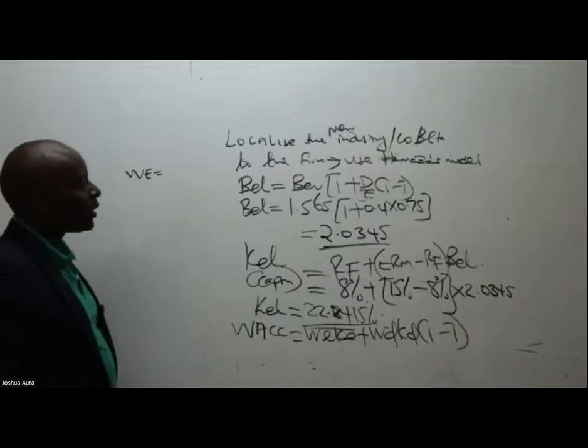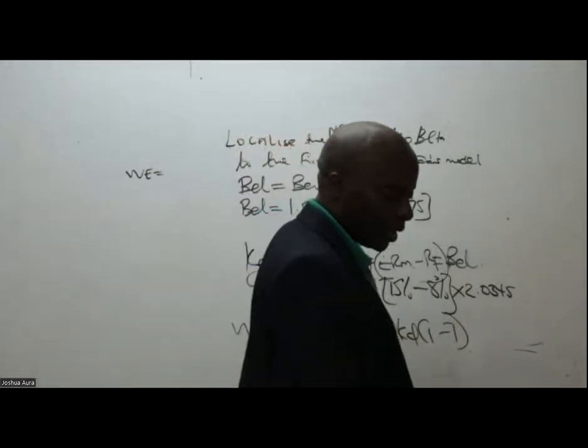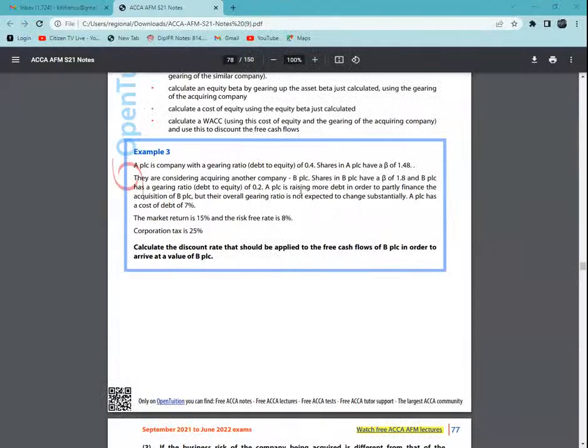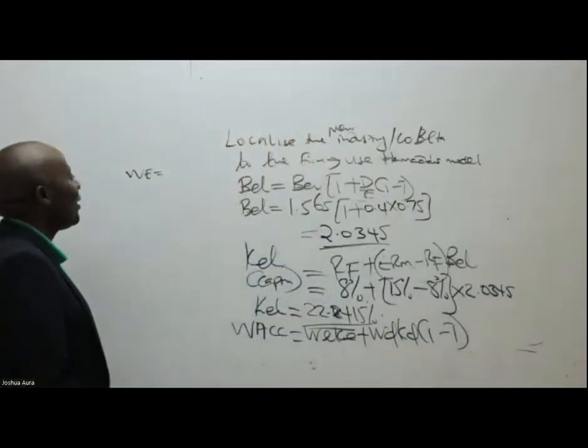Remember what they told us up there is that the debt to equity is 0.4. The debt to equity is 0.4 for the company. But you see, this is on the weight. Don't tell me that the debt is 0.4, equity is 0.6. No, no, this is quite a challenging one.